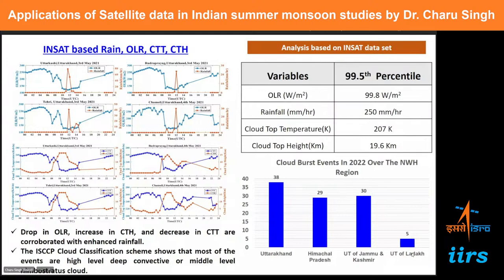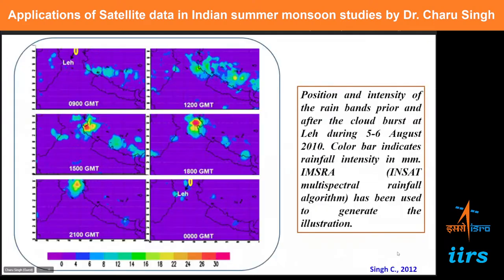Here we see the number of events that were reported in 2022. Uttarakhand is the region which received the maximum number of cloudburst events during the monsoon season. Then comes Himachal Pradesh and Jammu Kashmir, and Ladakh, which is basically a cold desert, also received some 5 cloudburst events in the year 2022.